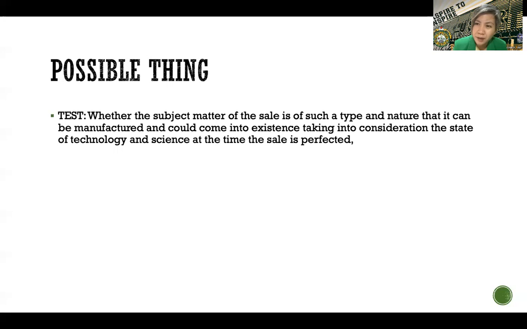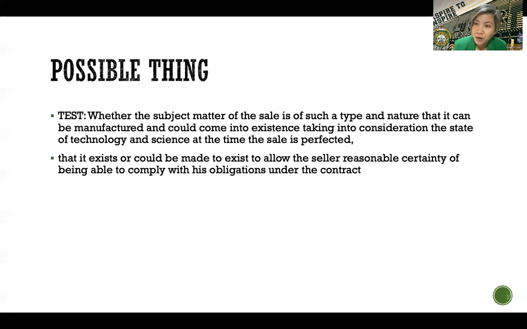So how do you know then that a thing, subject matter of a sale, is already possible? The test is whether the subject matter of the sale is of such type and nature that it can be manufactured and could come into existence, taking into consideration the state of technology and science at the time of the perfection of the sale. So if the thing exists or could be made to exist such that the seller is allowed a reasonable certainty that it can comply with the obligations under the contract, then that is considered as a thing that has possible existence. So the test, therefore, is not that the thing will certainly come into existence, but that it has the capacity to come into existence.